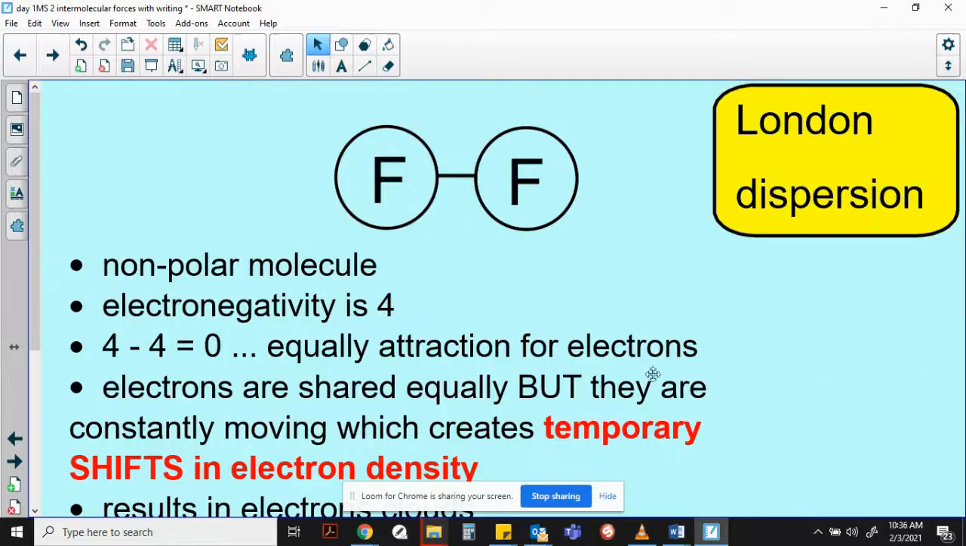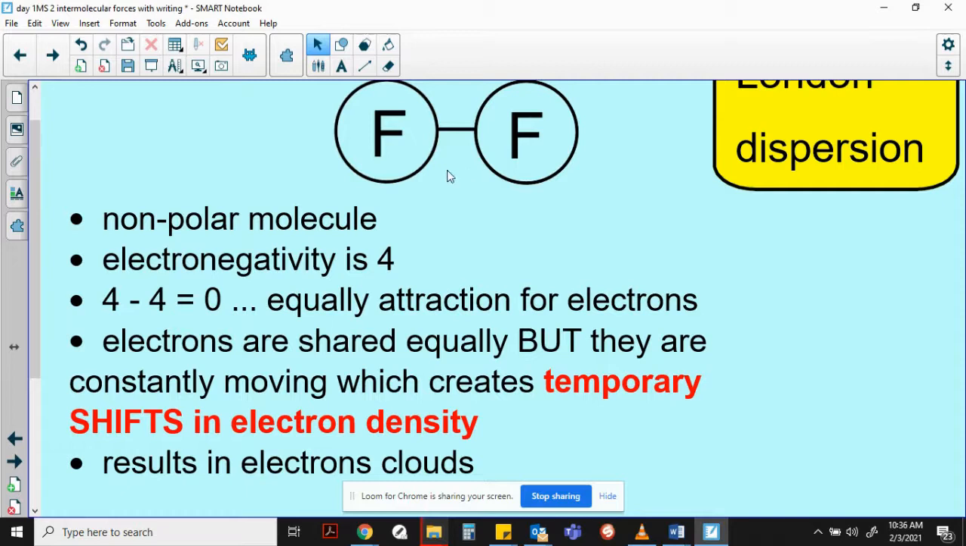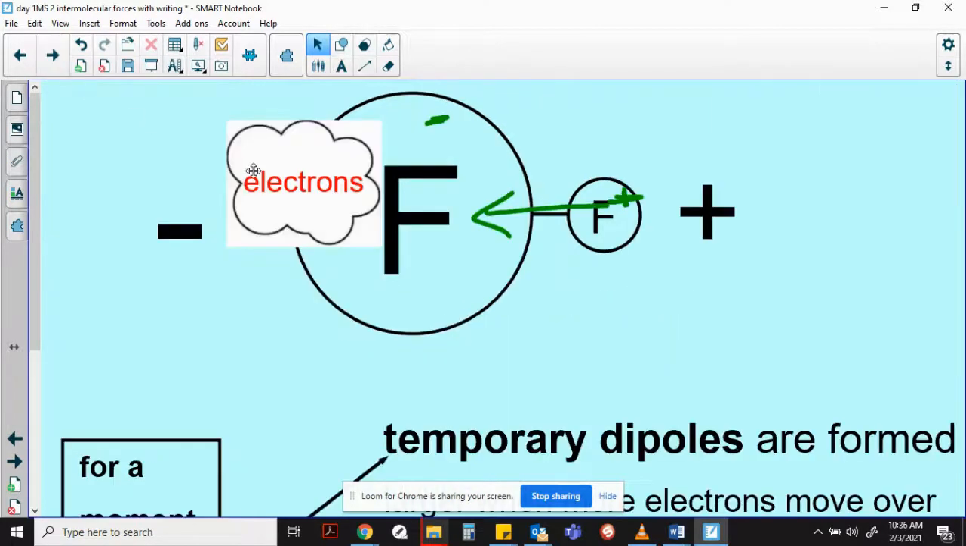London dispersion forces are forces that happen when there's a non-polar molecule. Electronegativity is like 4 with our fluorine. 4 subtract 4 is giving us a 0. So again, equal attraction for electrons. Our electrons are shared equally, but they're constantly moving, which creates temporary shifts in electron density. So sometimes we end up with these electron clouds that get pushed back and forth.